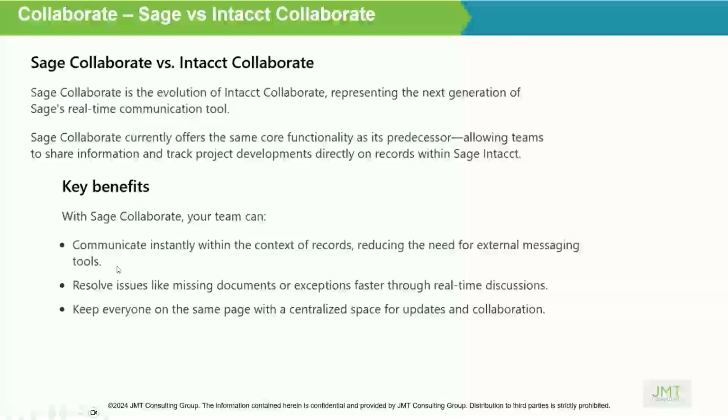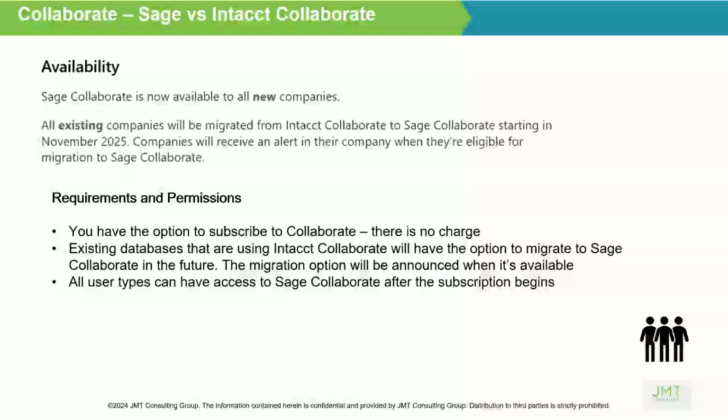So for example, it'll help you communicate instantly within the records. So if you're putting something on an AP bill and you're tagging one of your staff members, they'll get it immediately. So you don't have to wait for email communication. And so it allows you to collaborate quicker. As for availability, if you are a new database, if you're a new company starting now, it's already available, right? So if you're going live now, it's already available.